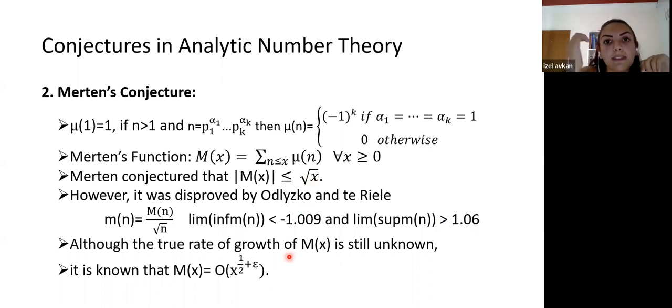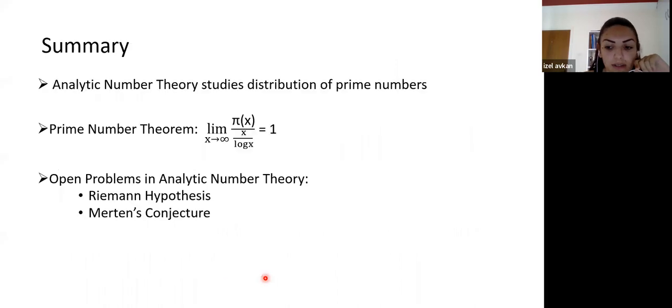All we know is that it is some power of x, where this power is between 1/2 and 1. And this is the mathematical formulation of this. And this is big O notation. It says that there exists some constant k such that the absolute value of M of x is less than or equal to k times the absolute value of this expression for all x. So this is what I wanted to say about Mertens conjecture.